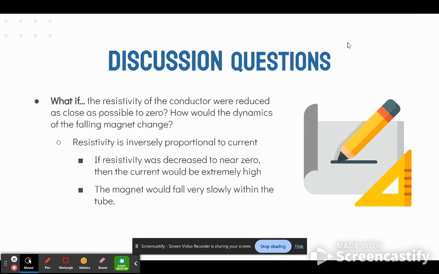To further think about the physics concepts in this lab, we can look at the discussion questions. We know that resistivity is inversely proportional to the current. So if the resistivity was decreased to zero, then the current would become extremely high and cause the magnet to fall very slowly within the tube.